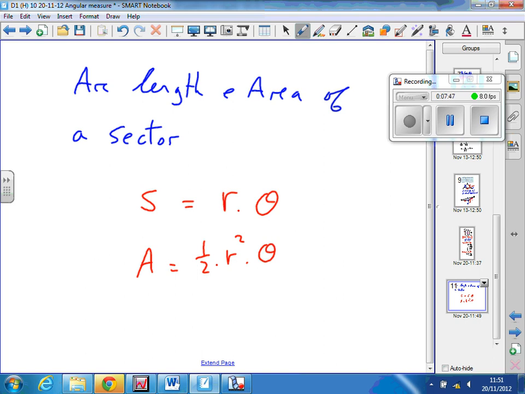But in both cases, the angle must be measured in radians. If it's not in radians, you don't get the right answer. Because of the definition of the radian and how that's associated with the sector, finding the arc length and the area is straightforward, so long as the angle is measured in radians.